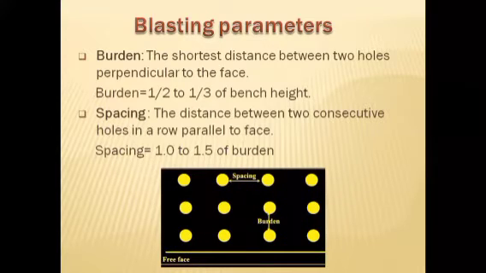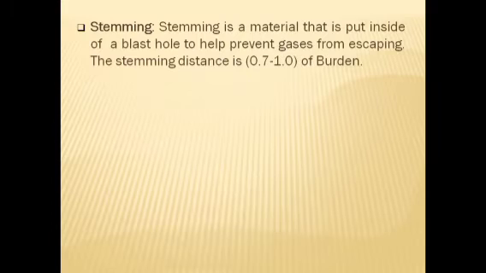Here is a picture in which spacing is clearly the horizontal distance while burden is the vertical distance, as clearly shown. And there is a free space on the right side of the picture. Stemming is a material that is put inside of a blast hole to prevent gases from escaping. The stemming distance ratio is 0.7 to 1.0 of burden.